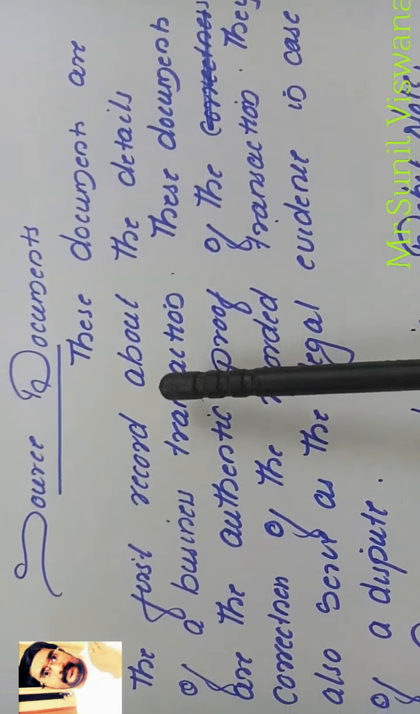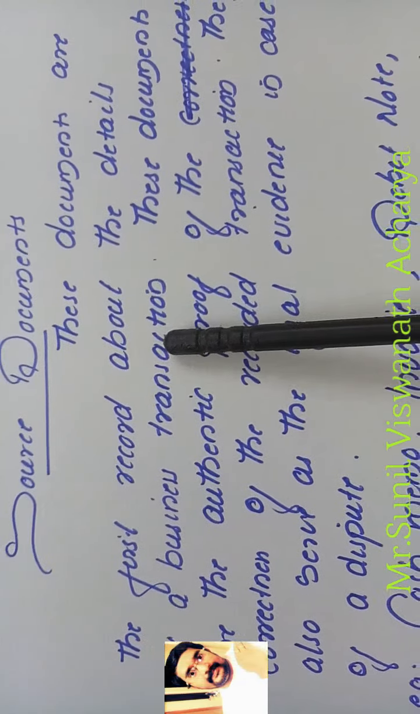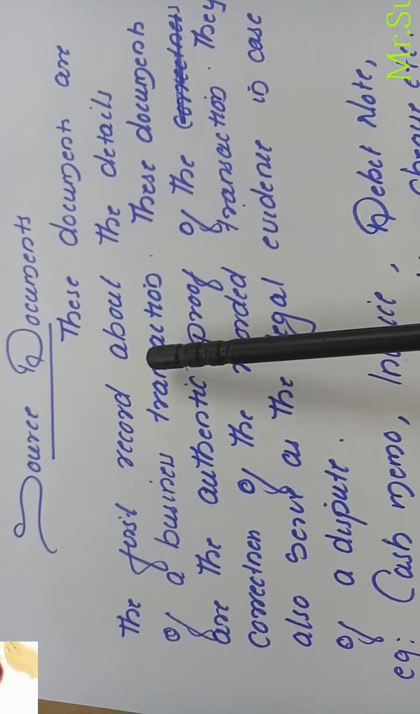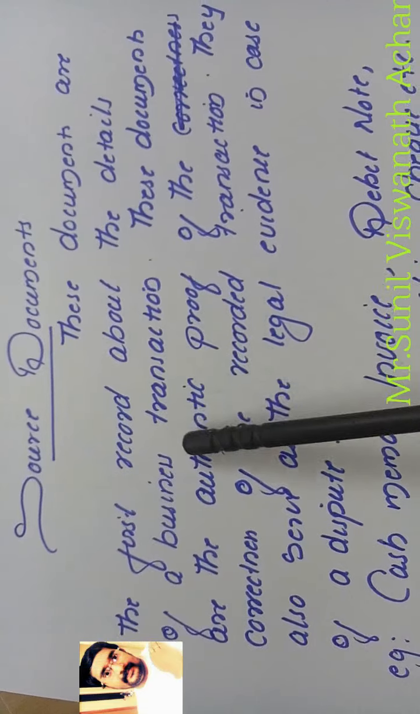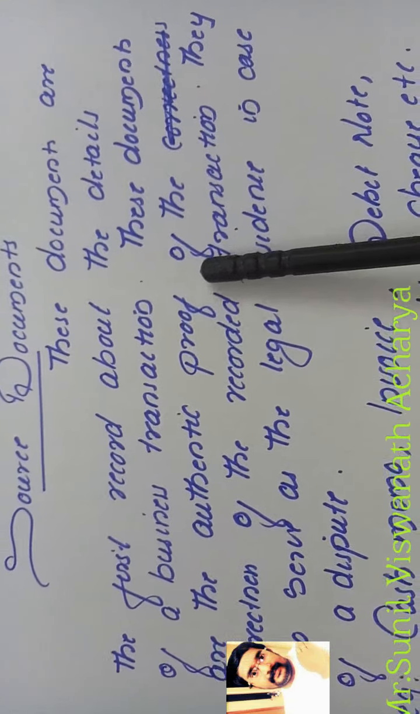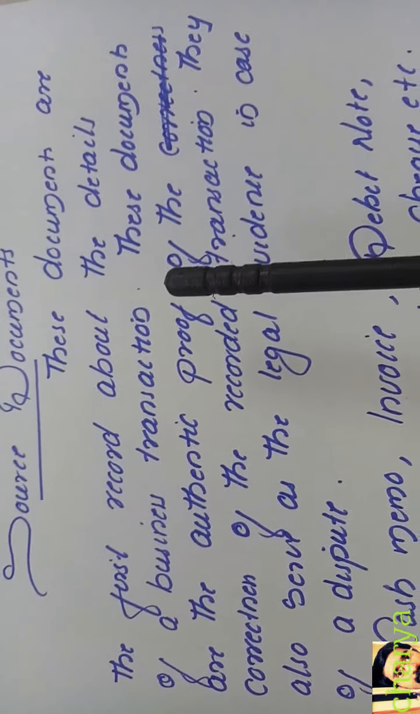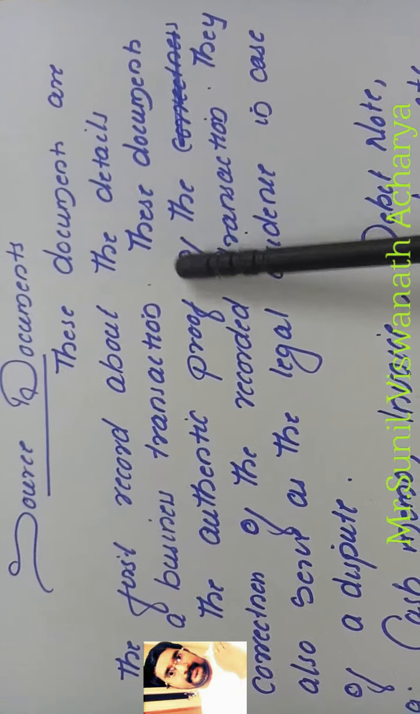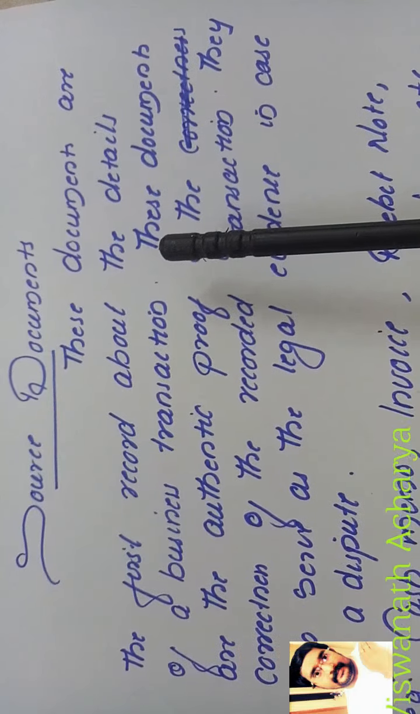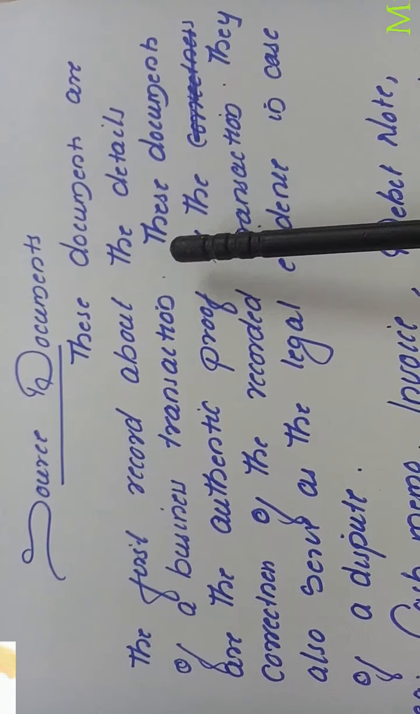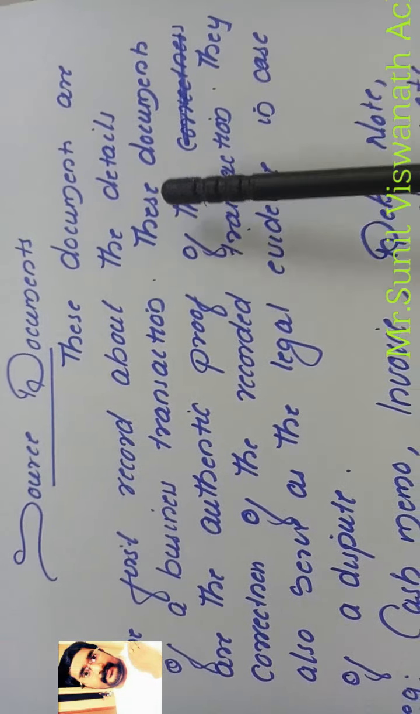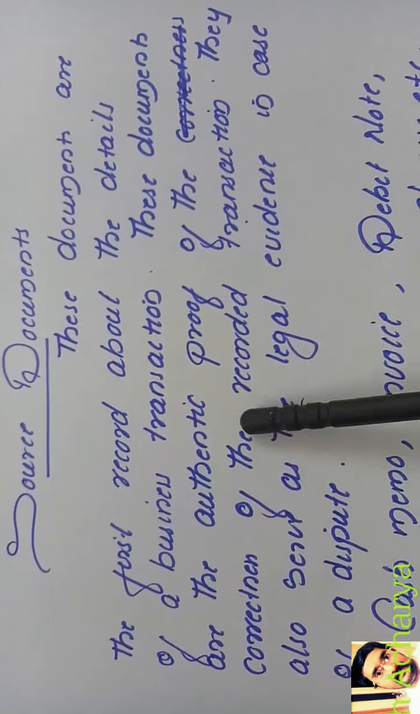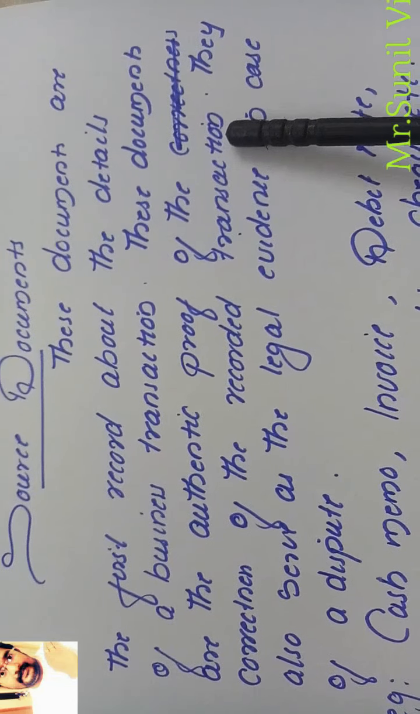Dear students, today we will discuss source documents as well as vouchers. Source documents are the first record about the details of a business transaction. Whenever a business transaction occurs, we write it in a document. That first written document for a business transaction is the source document. These documents are the authentic proof of the correctness of the recorded transaction.